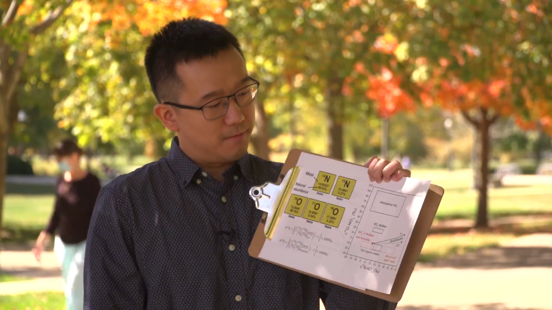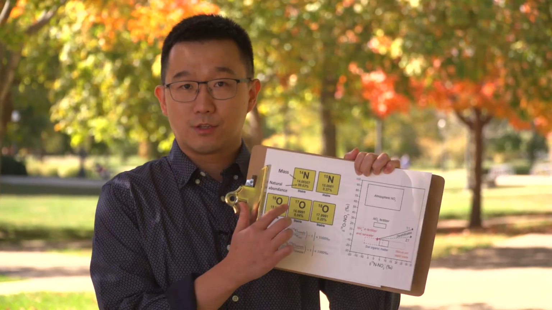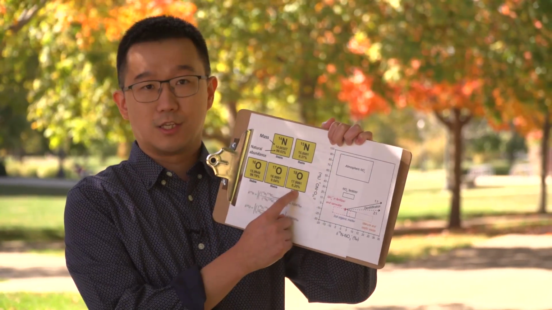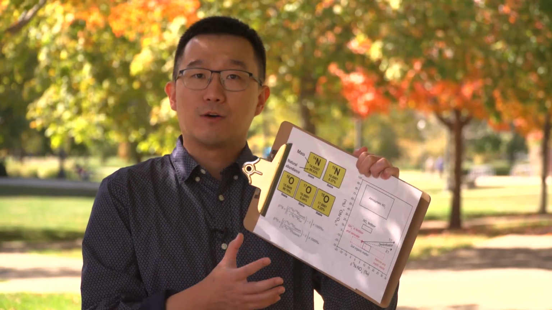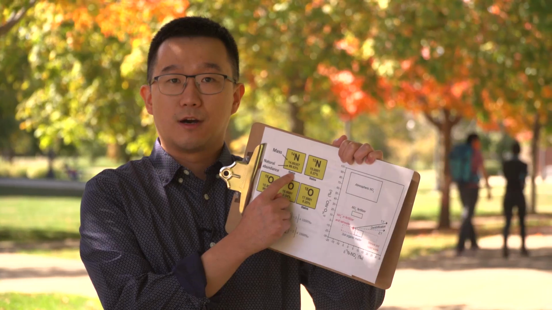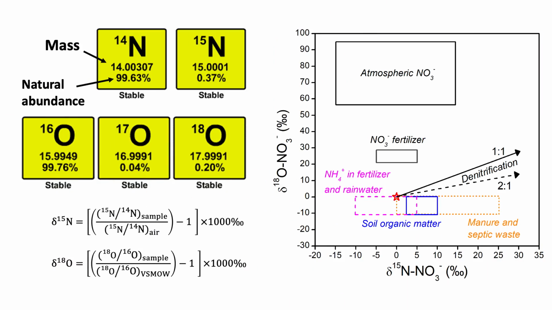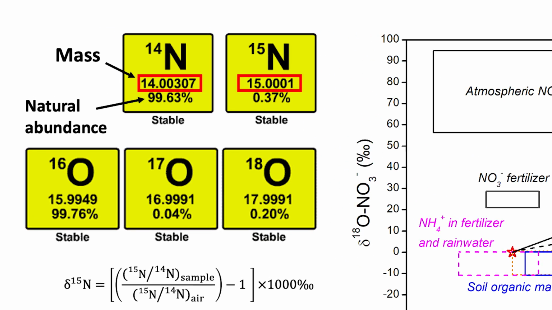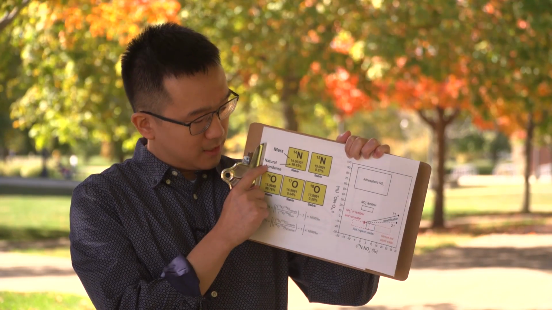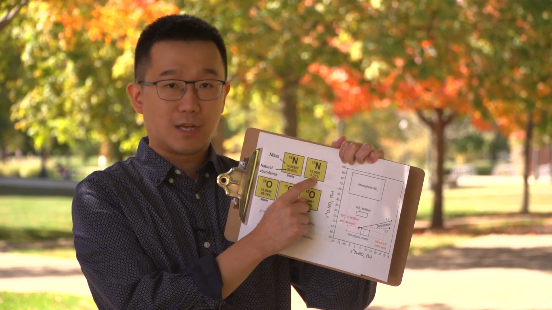So basically, my research looks at different isotopes of nitrogen and oxygen. Isotopes are the same chemical element but with different numbers of neutrons. As a result, for example, for nitrogen isotopes, nitrogen 14 and nitrogen 15 have different mass numbers just because of the extra neutron in nitrogen 15. And you can look at the natural abundance of those nitrogen isotopes.